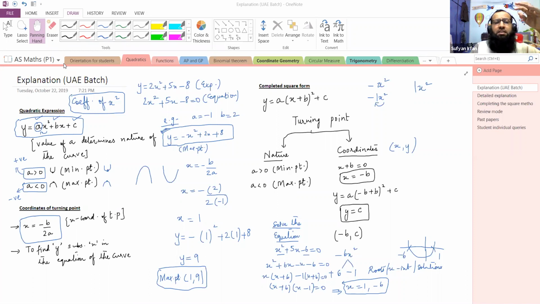And by using the formula x equals to minus b upon 2a, we find the x coordinate of the turning point. And by substituting the value of x in the original equation, we find the y coordinate of the turning point. So that way we have found the nature as well as the coordinates of the turning point.